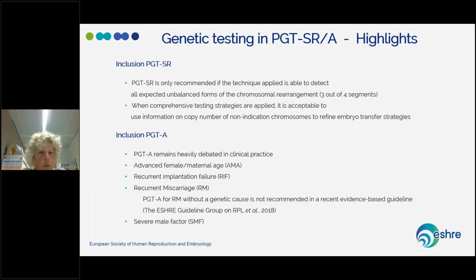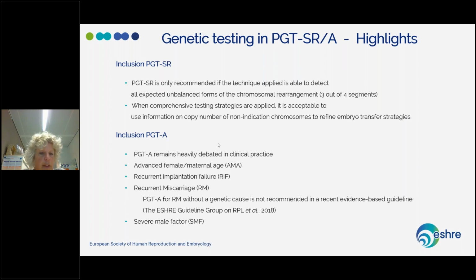So inclusion for PGT-SR. PGT-SR is only recommended if the technique applied is able to detect all expected unbalanced forms of the chromosomal rearrangement. And usually this means that you have to be able to identify 3 out of 4 segments. So when comprehensive testing strategies are applied, it is acceptable to use the information on copy number of the non-indication chromosomes to refine your embryo transfer strategies.